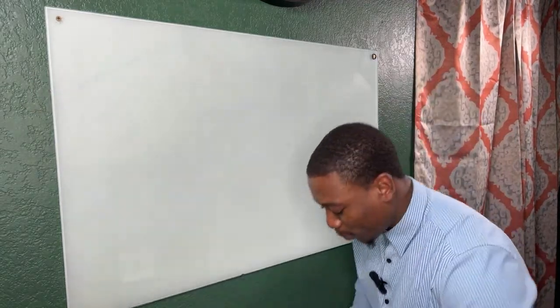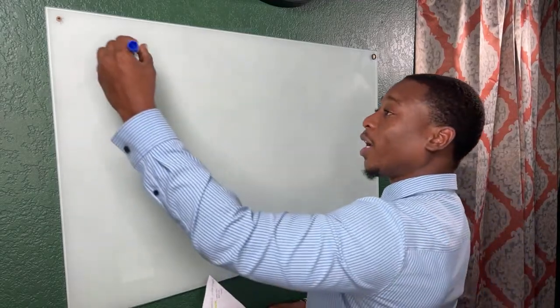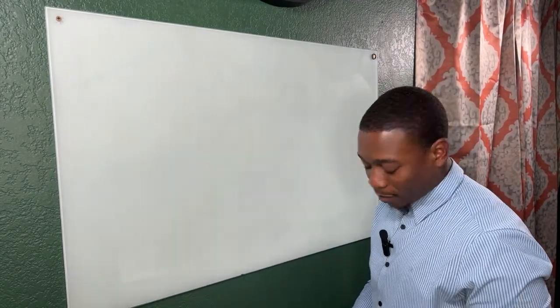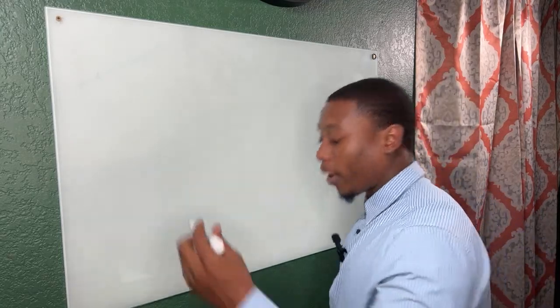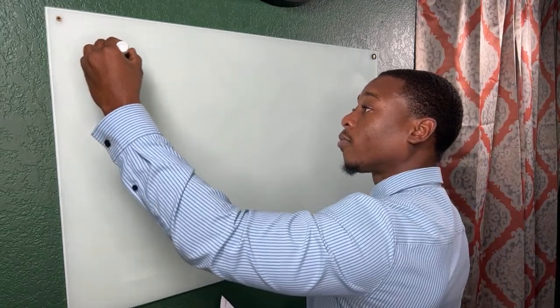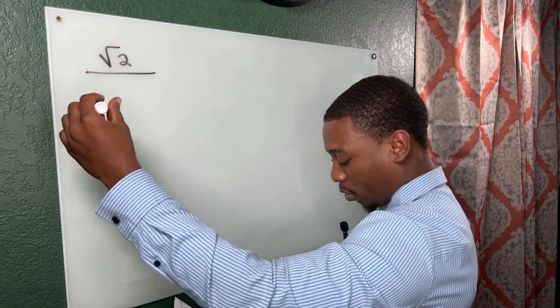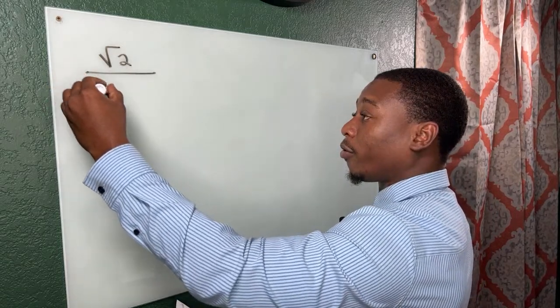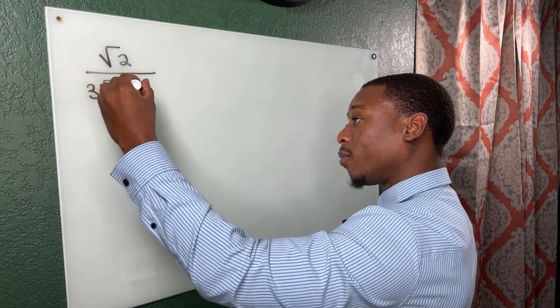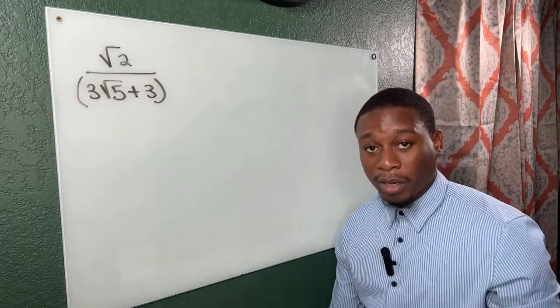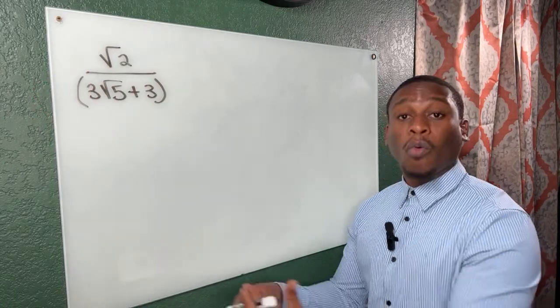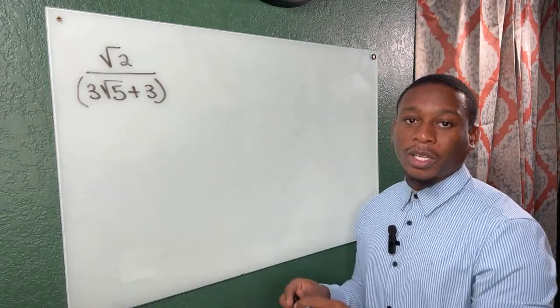All right, so last problem of the day. So we have, let's go to black. Black's gonna stick out a lot more. Okay. So we have radical 2 all over 3 radical 5 plus 3. So we notice that we have a radical in the bottom, right? We have a fraction, radical in the bottom. So we have to rationalize it.